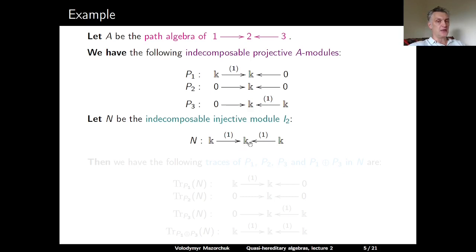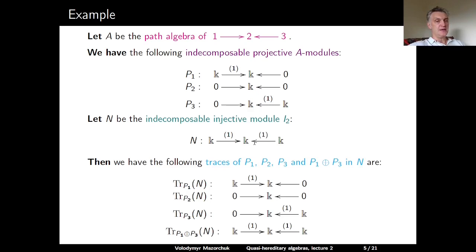We have an arrow from 1 to 2, so it's one-dimensional at 1 with the identity morphism representing this arrow, and we have an arrow from 3 to 2, so it's one-dimensional at 3, and we have the identity morphism representing this arrow. Then we can compute the following traces of P1, P2, and P1 plus P3 in the module n.